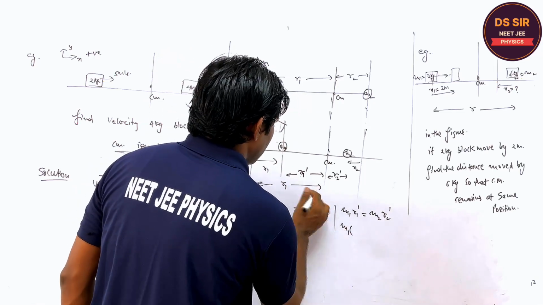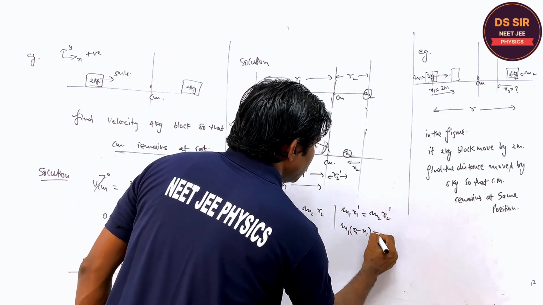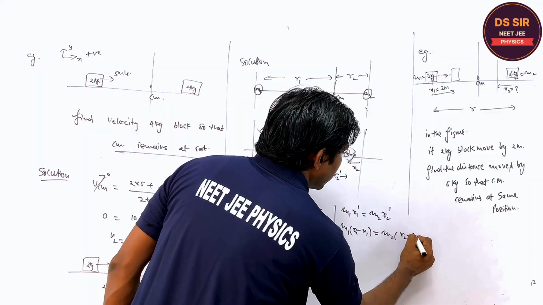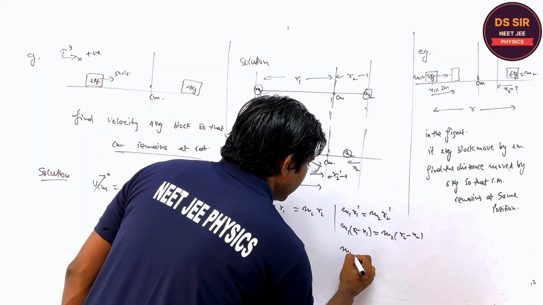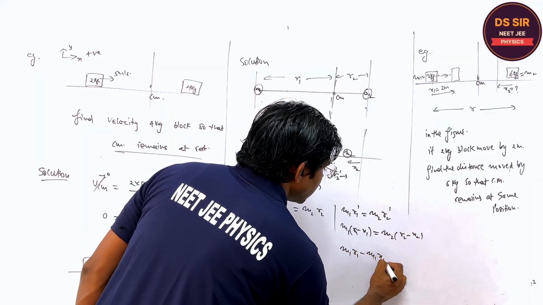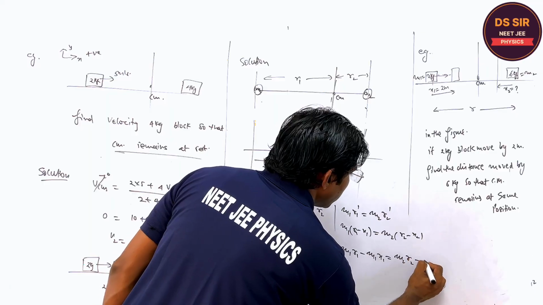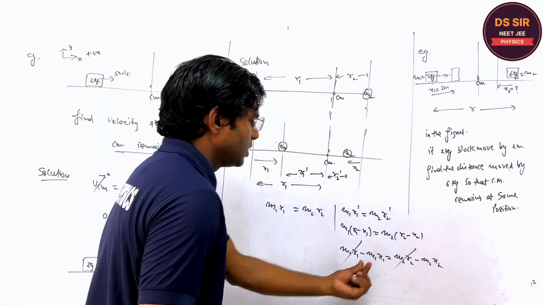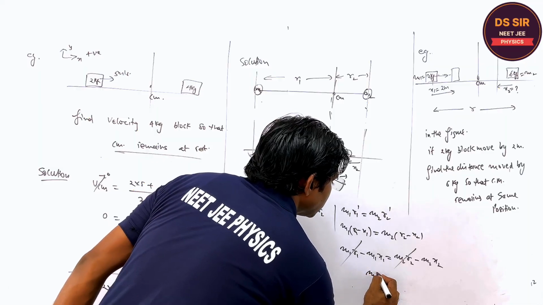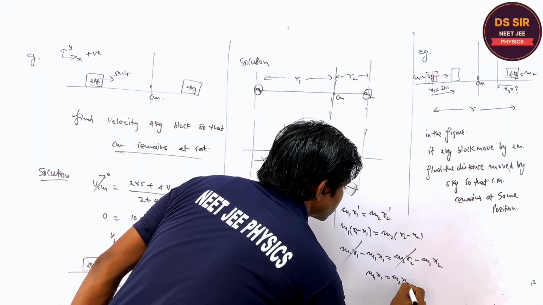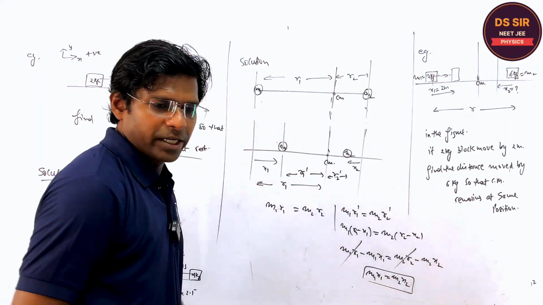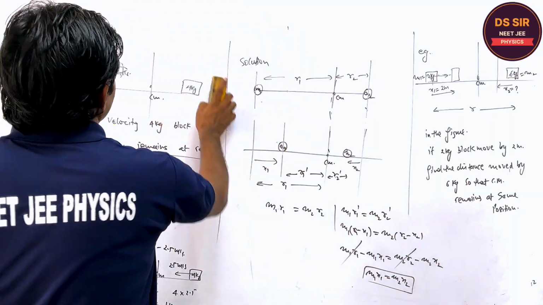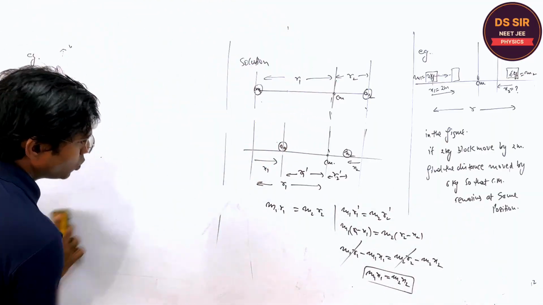It is r1 minus x1, and r2 minus x2. Multiplying, m1 r1 minus m1 x1 is equal to m2 r2 minus m2 x2. They will cancel out. So what is the relation? Say m1 x1 is equal to m2 x2. That's it. Is it clear or not? So I think you can do this question.